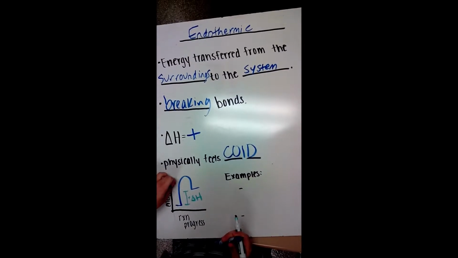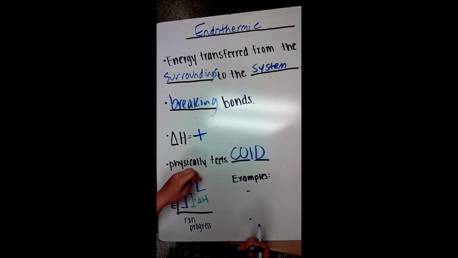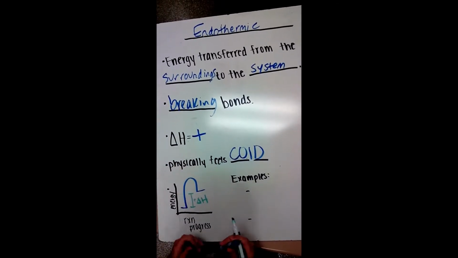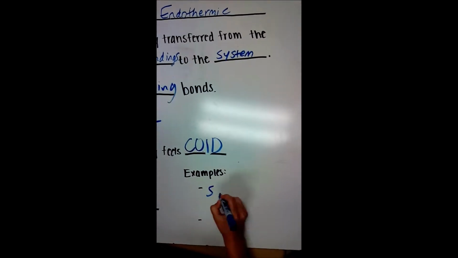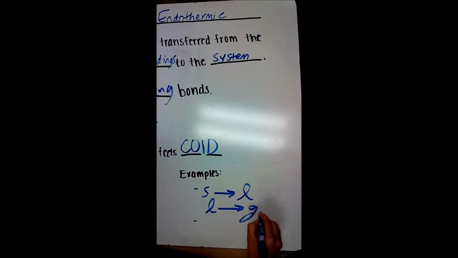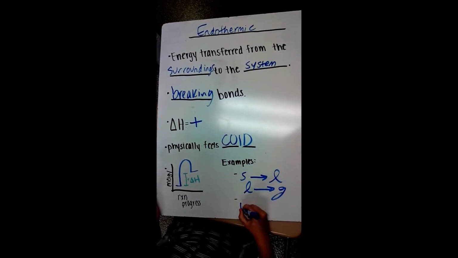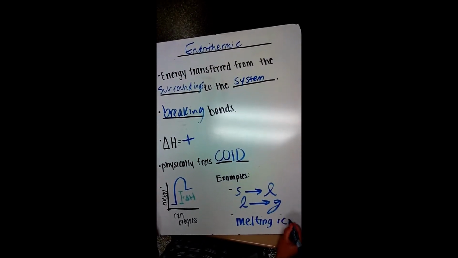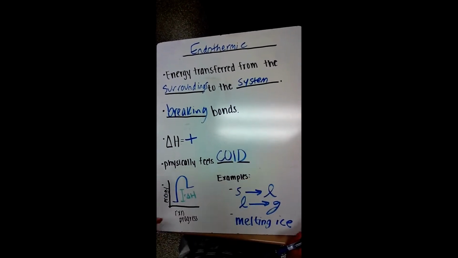And this is the breaking of bonds, and this is the making of bonds. And making of bonds still happens, just the breaking is larger than the making of bonds. Okay? Two examples of this is going from a solid to a liquid, or a liquid to a gas, because you're breaking those bonds. And then the second example is melting ice, which confuses a lot of people, but if you think about it, you're going from a solid to a liquid. Okay.